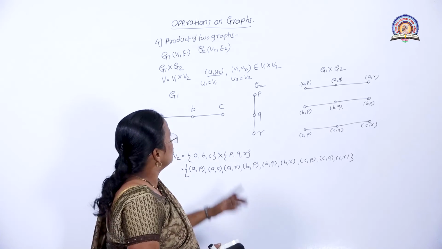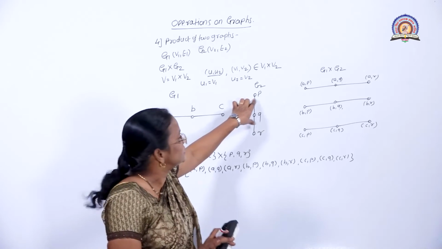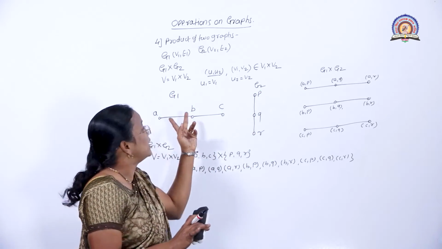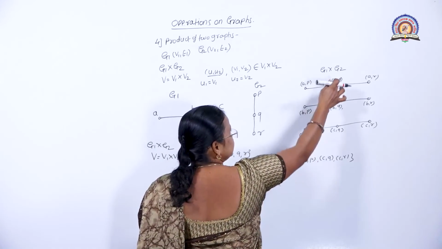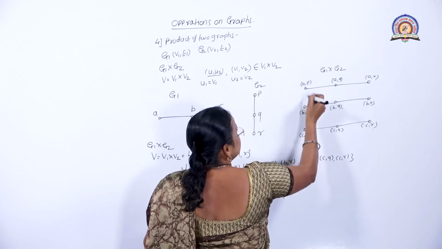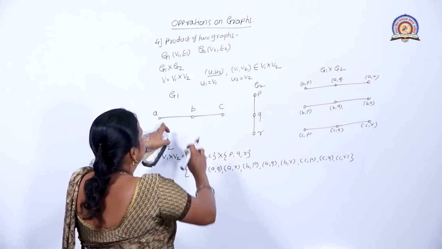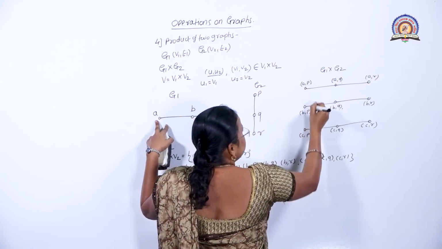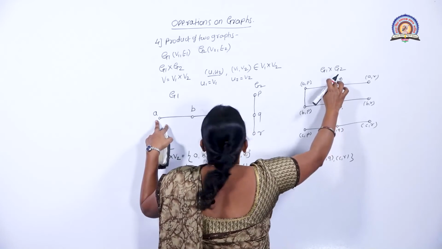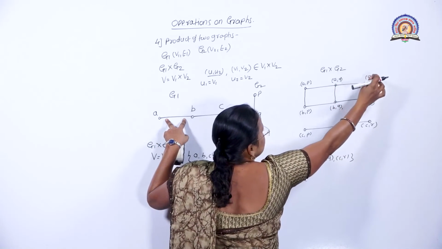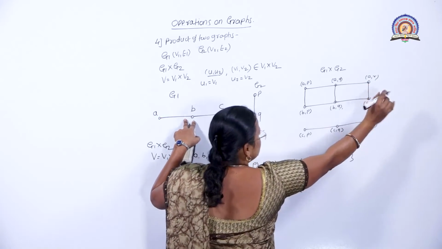Now adjacency in G2 is finished, so we have to consider adjacency in the first graph. Again we consider A, B, C, which vary like this. So see here, P is fixed. Check whether A and B are adjacent in G1 or not. A and B are adjacent in G1. P is fixed, so join that. Again, Q is fixed, A and B are adjacent, join that. R is fixed, A and B are adjacent in G1, join that.